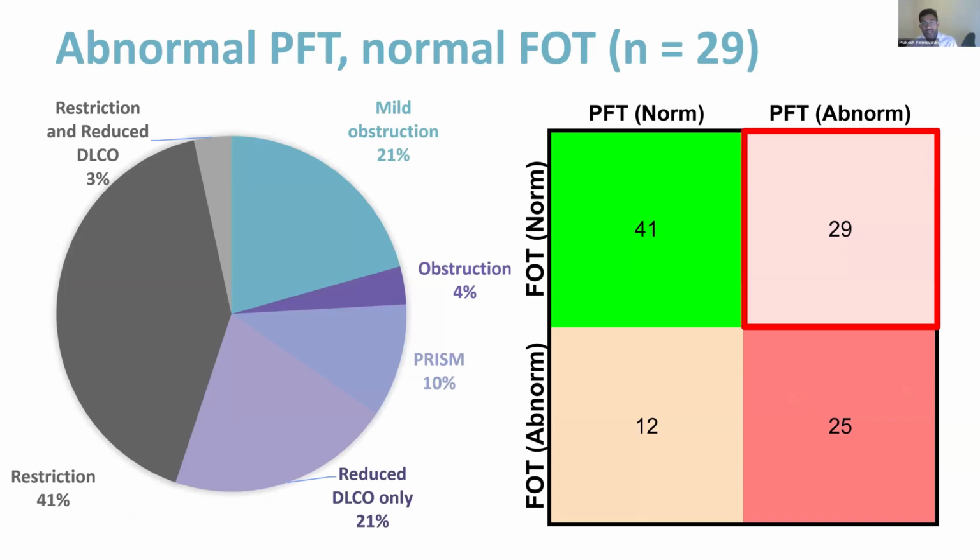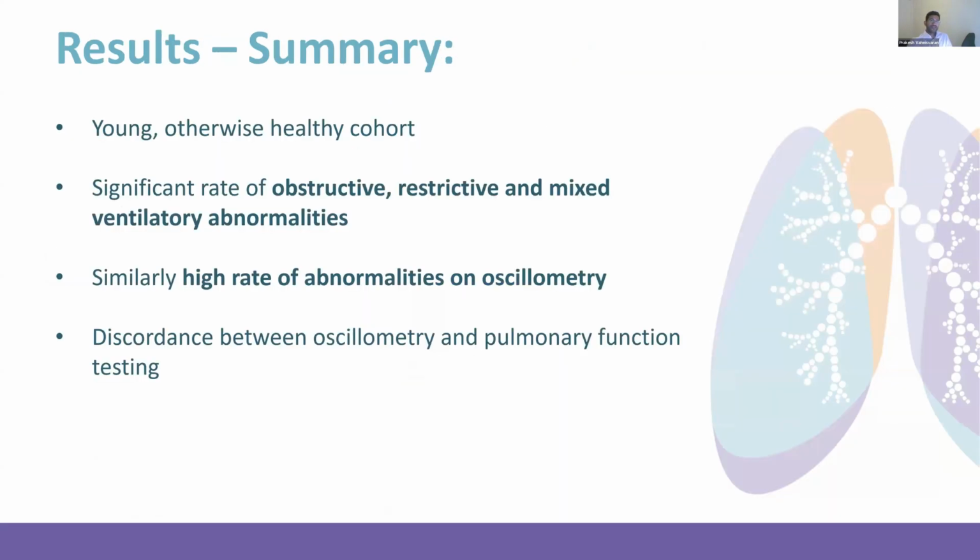And finally, the 29 patients who had normal FOT but abnormal PFTs were also a heterogeneous group with predominantly restriction, but 25% had mild to moderate obstruction, and 21% had an isolated DLCO reduction. So these results point towards otherwise young, healthy patients, all of whom had access to free, publicly funded, high-quality healthcare, and all of whom had adequate microbiological treatment of their tuberculosis, still demonstrating a significant burden of lung function impairment. The combination of oscillometry in addition to spirometry led to an additional 12 cases of abnormalities being captured.